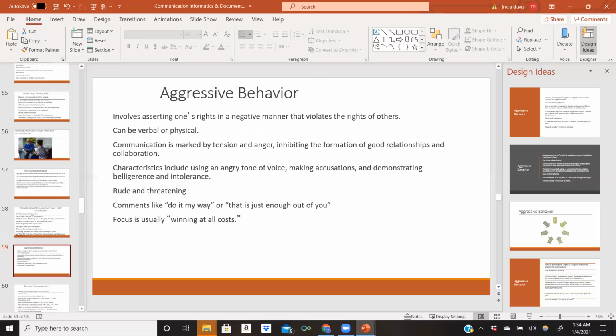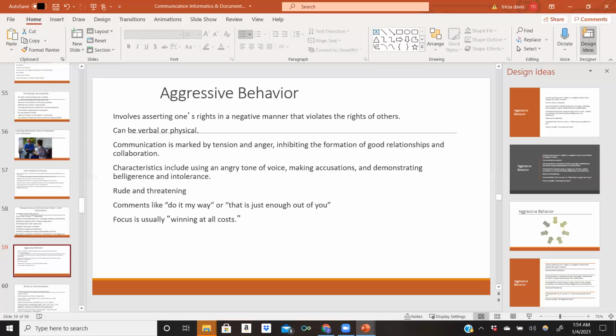Comments like "do it my way" or "that's just enough out of you, I don't want to hear what you have to say" are completely not acceptable. The focus for these people is usually winning at all costs. They have to be right no matter what it costs. If it costs the patient, if it costs other members of the healthcare team, whatever the cost, they have to be right, and their focus is usually on winning.